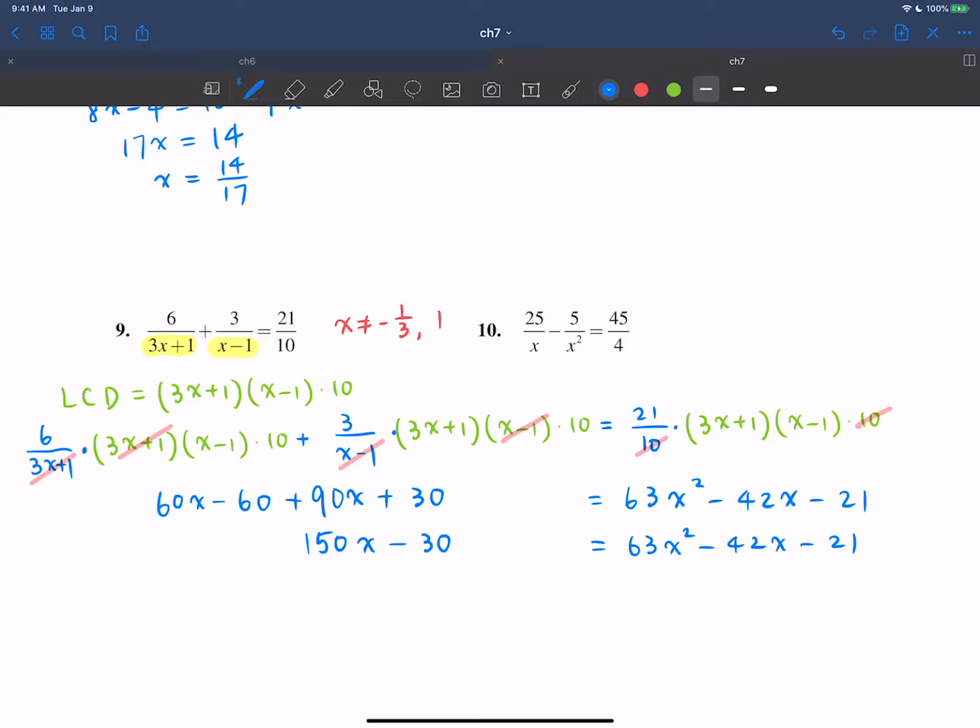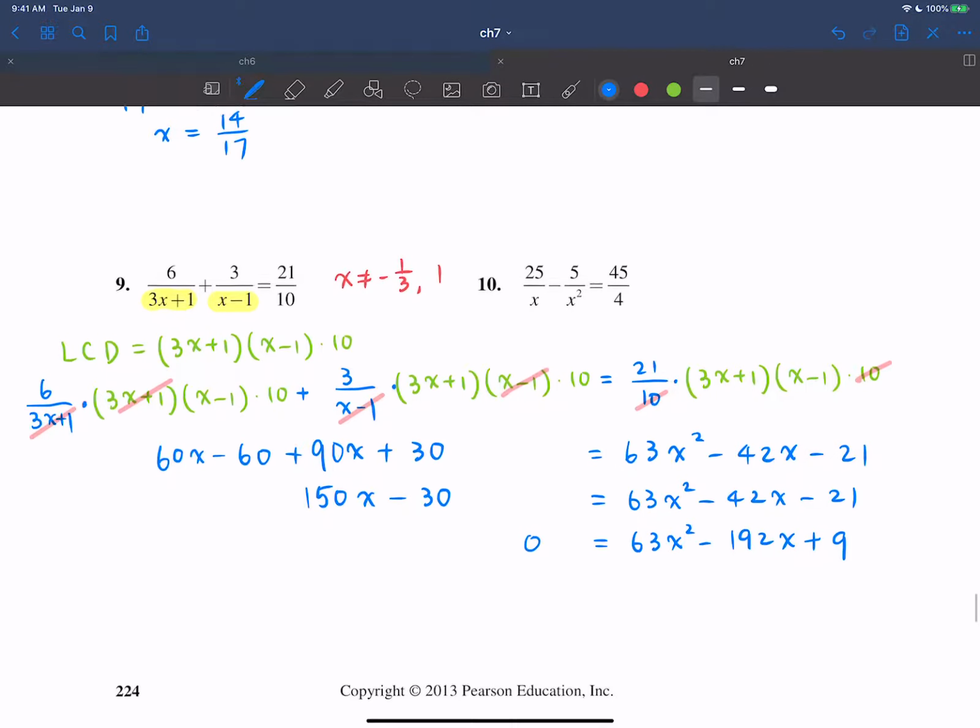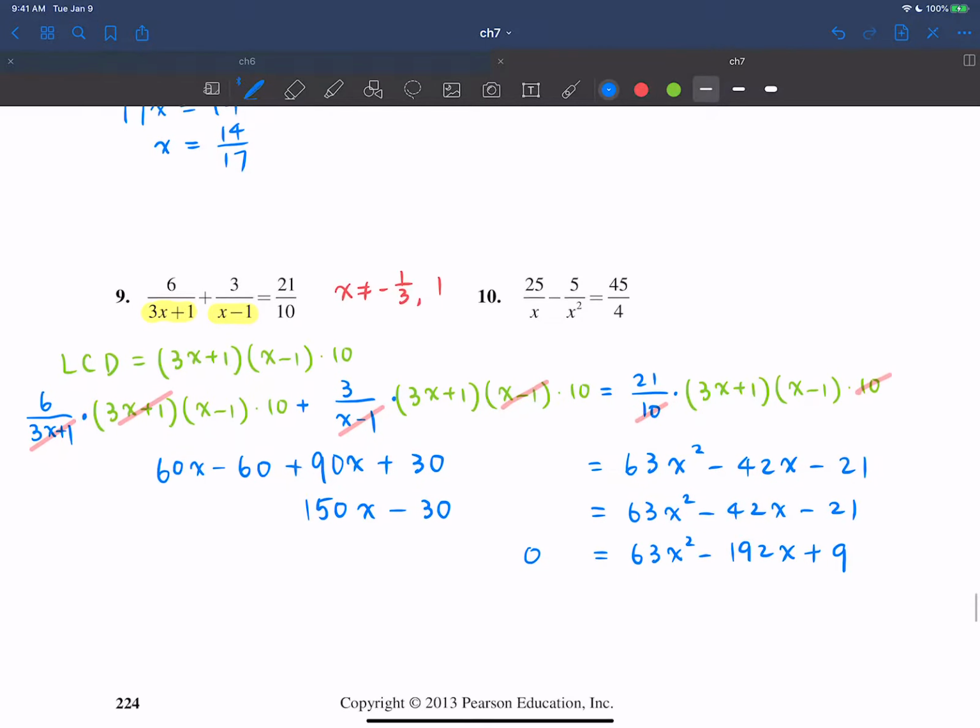And then I'm going to move that 150x to the right hand side. It's going to give me negative 192x, which is a pretty ugly number. And then move that negative 30 to the right hand side. It's going to give me positive 9. The left hand side becomes 0. And this quadratic equation is still pretty nasty because the numbers are pretty big.